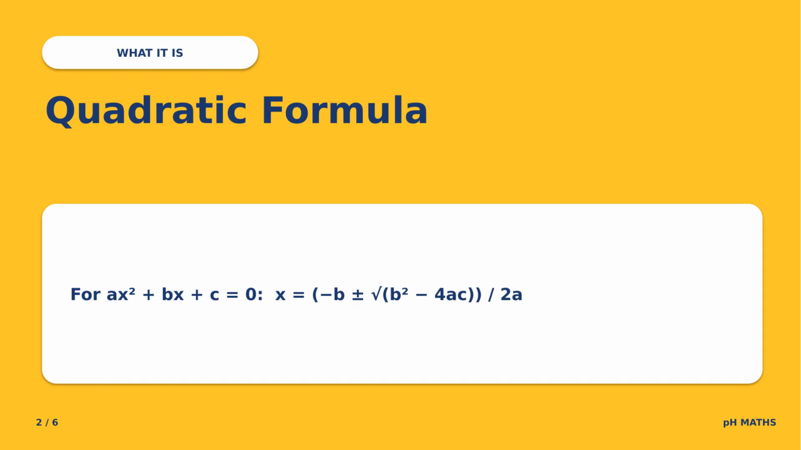So for any quadratic in the form ax squared plus bx plus c equals 0, x is equal to minus b plus or minus the square root of b squared minus 4ac, all divided by 2a. That's the formula. Identify a, b and c, plug them in and simplify. And remember, it is 2a on the bottom, not a single a. And the plus or minus gives you two solutions in one expression.